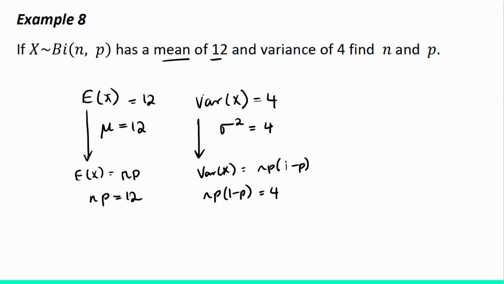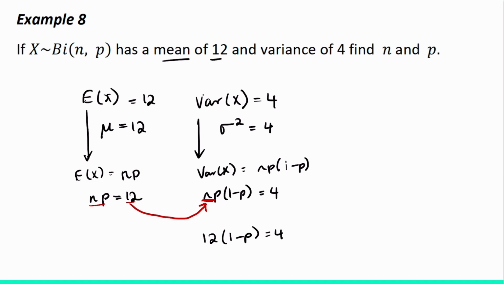Now, of course, we can rearrange to get one letter by itself and substitute in, but there's actually something easier that we can do. In this case, np equals 12. Well, I can see that there's an np there, so I can go ahead and just substitute that straight into there. So that'll be 12 times (1 minus p) equals 4.